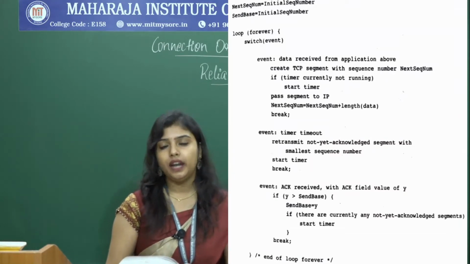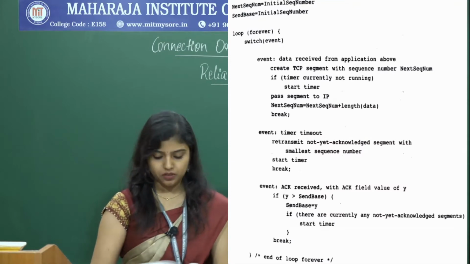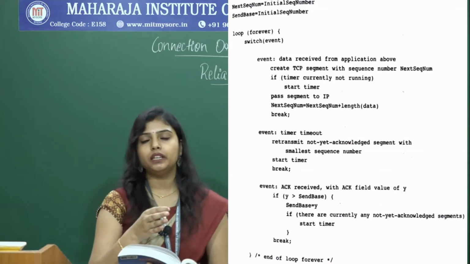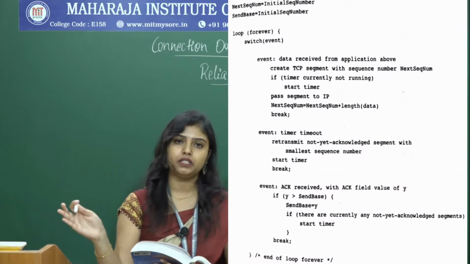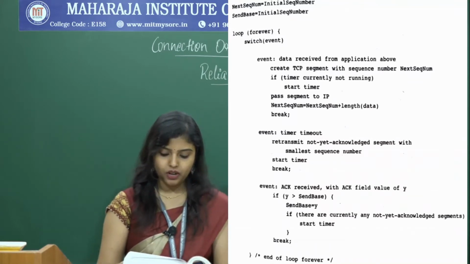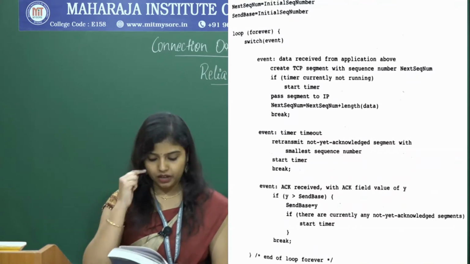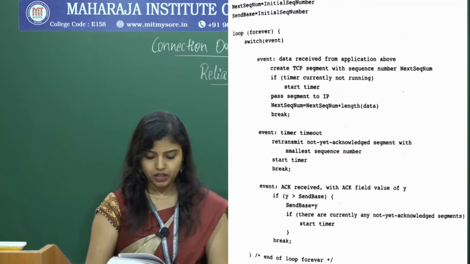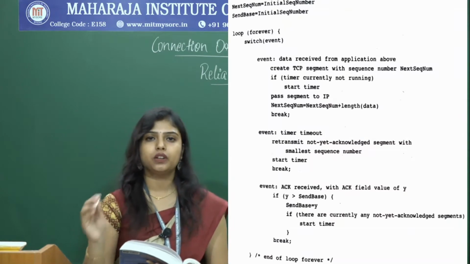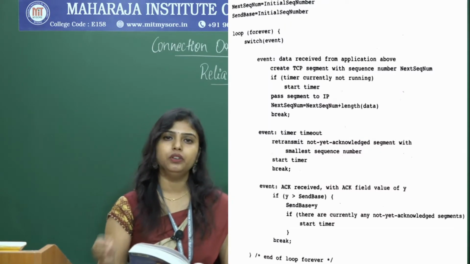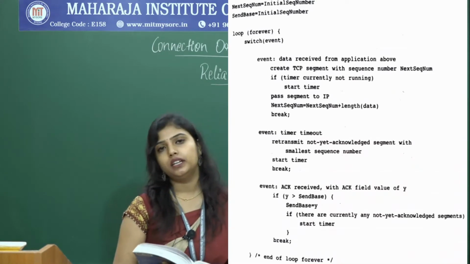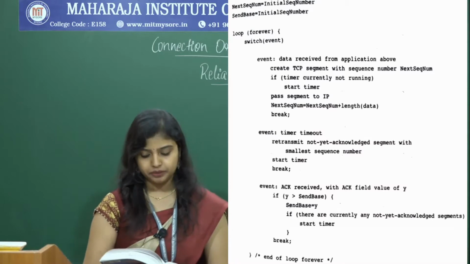Next, consider the next event, when the timeout occurs. When the timeout occurs, what do we have to do? It means the packet that we have sent was not correctly received by the receiver. We have to retransmit the same packet, isn't it? That is what they have said: we have to retransmit the not yet acknowledged segment with the smallest sequence number. After retransmitting, we again have to start a timer for that.